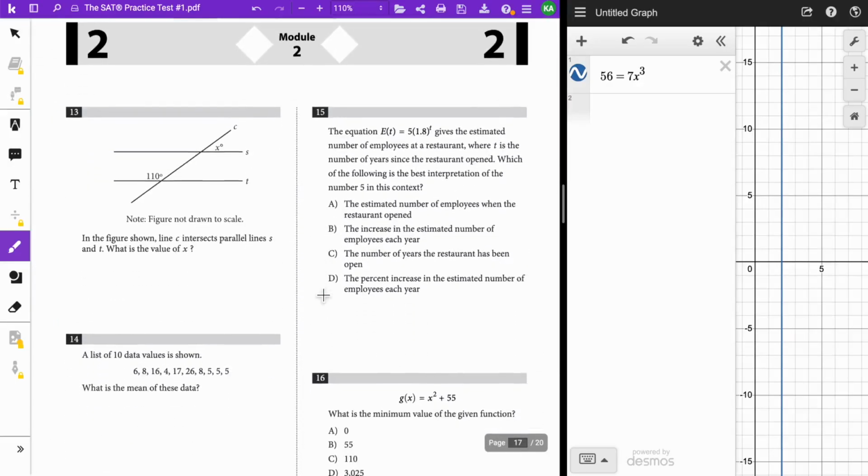So these lines are parallel, and they want to know x. Well, remember, with parallel lines, if this is 110, the one right next to it, because these two angles make up a straight line, 180 degrees, that one would have to be 70, because 110 and 70 makes 180. And if this one's 70, this one must also be 70. We call those angles corresponding angles.